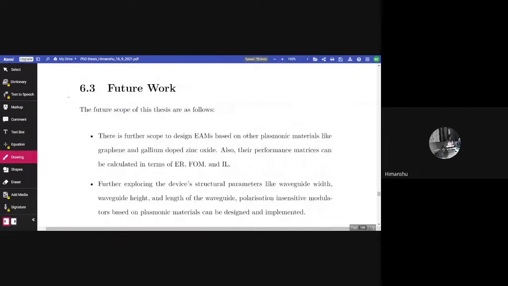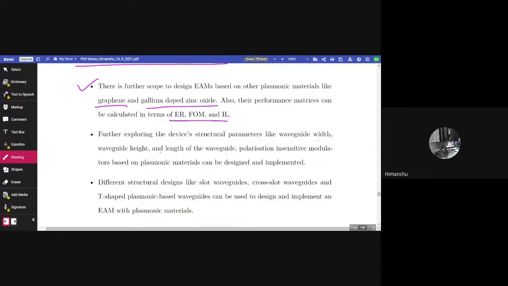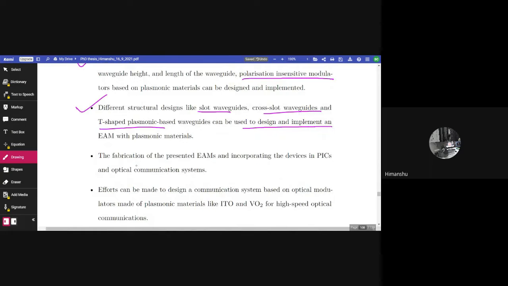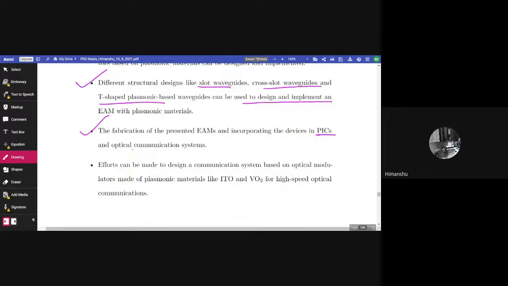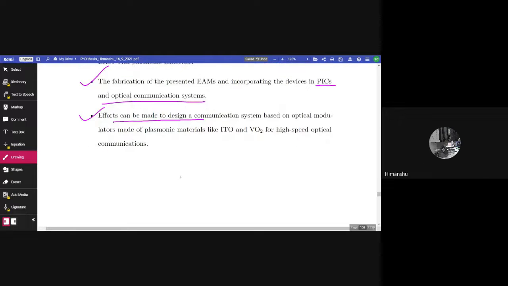Section 6.3 Future work. The future scope of this thesis is as follows. There is further scope to design EMs based on other plasmonic materials like graphene and gallium oxide. Also, their performance matrices can be calculated in terms of ER, FOM, and IL. Further exploring the device's structural parameters like waveguide width, waveguide height, and length of the waveguide, polarization insensitive modulators based on plasmonic materials can be designed and implemented. Different structural designs like slot waveguide, cross-slot waveguide, and T-shaped plasmonic-based waveguides can be used to design and implement an EAM with plasmonic materials. The fabrication of the presented EAMs and incorporating the devices in PICs and optical communication can be pursued. At last, efforts can be made to design a communication system based on optical modulators made of plasmonic materials like ITO and VO2 for high-speed communications.